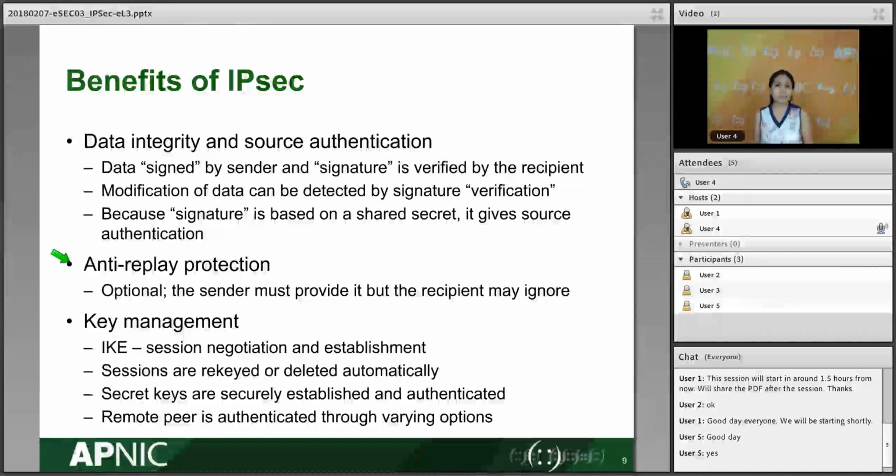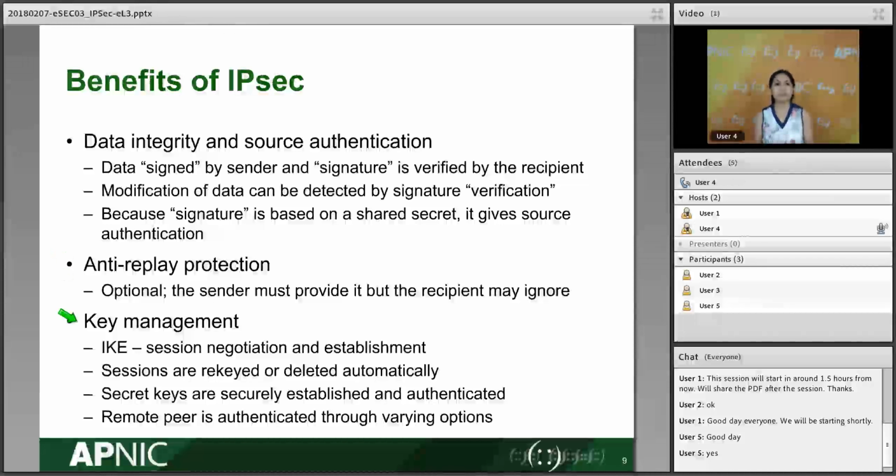But with anti-replay protection, IPsec is able to easily check or verify that it has already received the data previously. Therefore, if this packet has been resent, most likely by an attacker, it will just be dropped because it has already been received. It's part of the packet itself. You will see in the header there is a field with a value that is used for anti-replay protection. And the last one in this slide is key management.